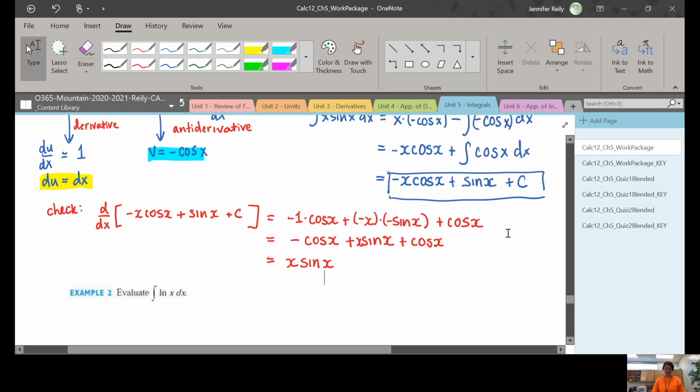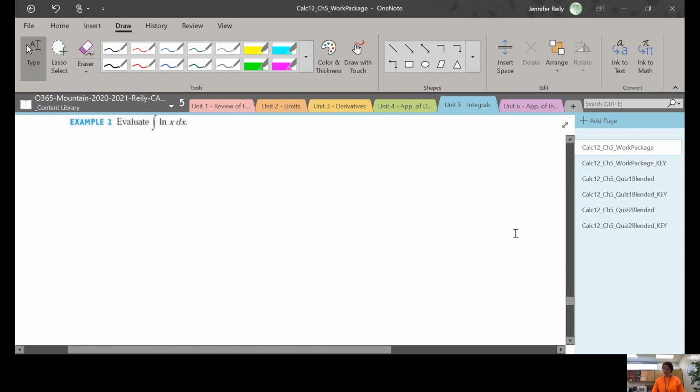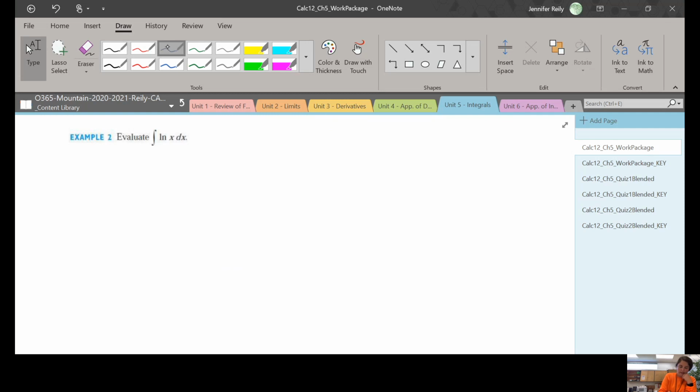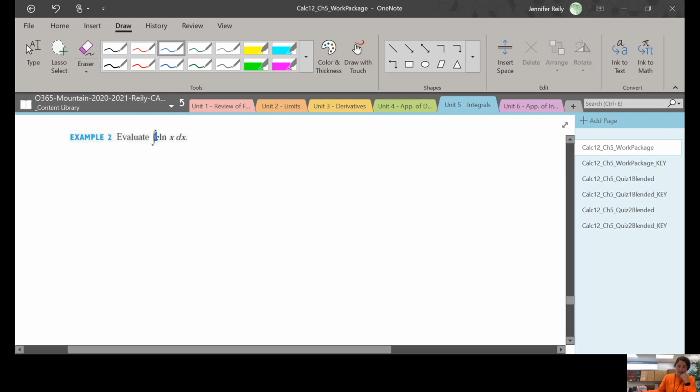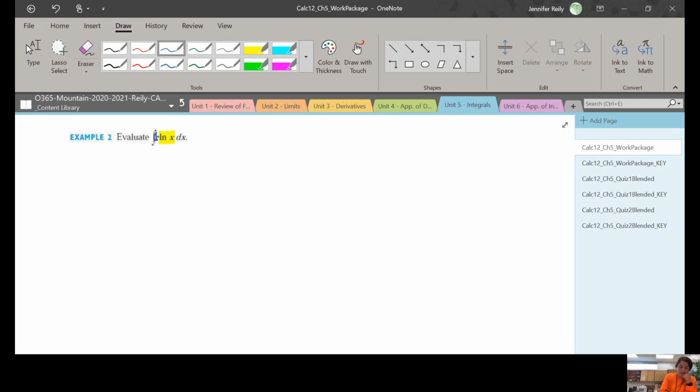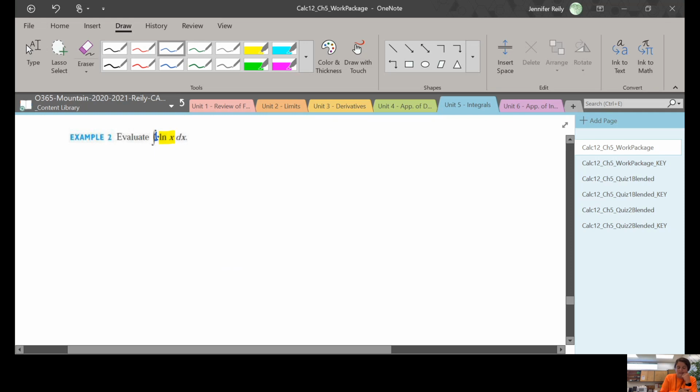Okay, so let's do another example. ln x. This is a special example because there's just one term. It looks like it's not a product at all, but it is actually a product between 1 and ln x. So we are going to make ln x equal to u. You can't make ln x equal to dv because we don't know the antiderivative of ln x, so we have to make it u. So u is going to be our ln x, and dv is going to be 1 times dx.